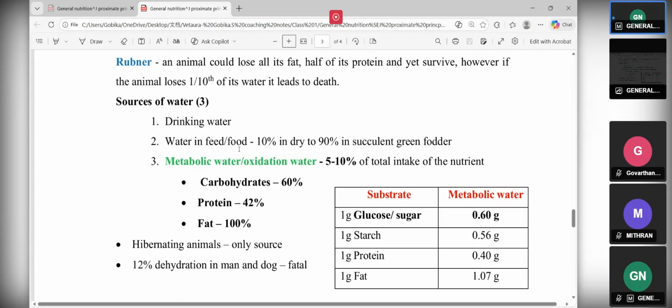In pet animals they will call the feed as food. So water and feed or food. We already discussed that in succulent fodder it is around 80 to 90%. There is more than 80%. In dry feed it is mostly around 10%.